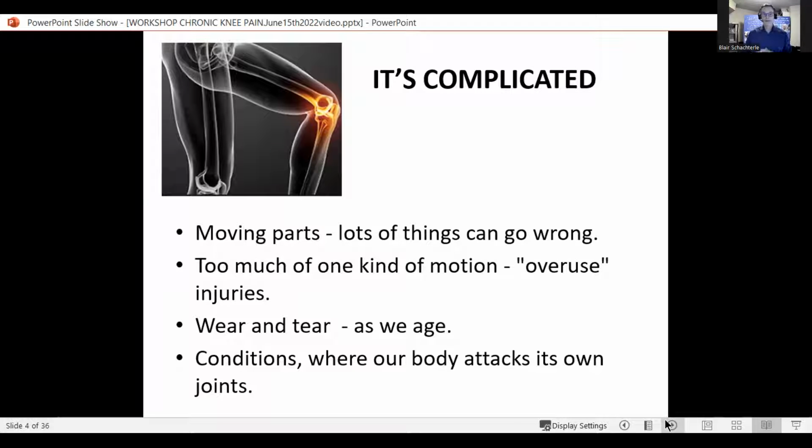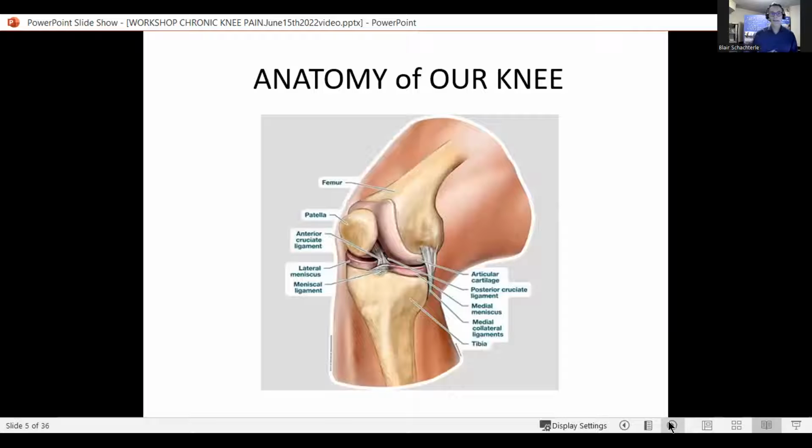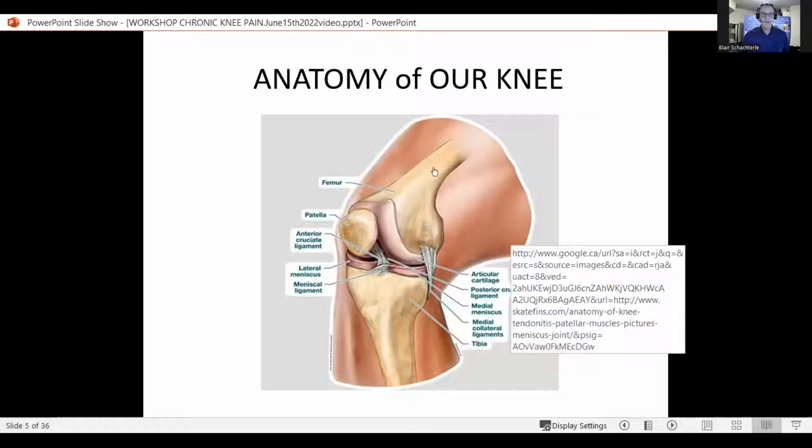And sometimes you move too much, you can get into what we call an overuse injury. And then we have the natural mechanical wear and tear that occurs in our aging knees. And then we can also have conditions in the knee that are systemic that can attack the knee and really cause some massive changes as well. So here's the anatomy of our knee. So just looking at the basics, I'll see if you guys can see. Can you guys see my little hand there? This is the femur, and then this is the tibia.